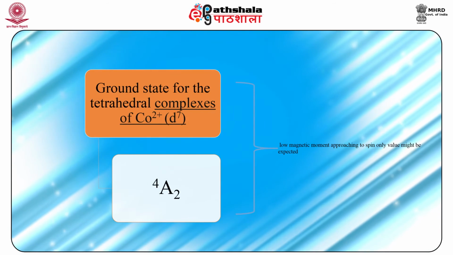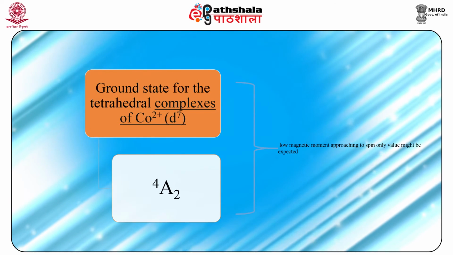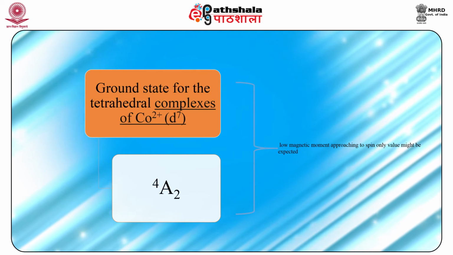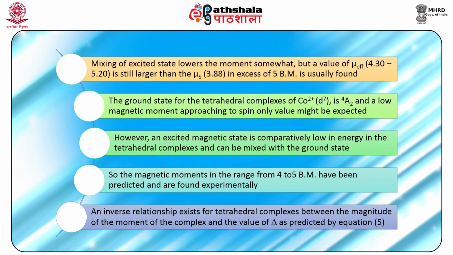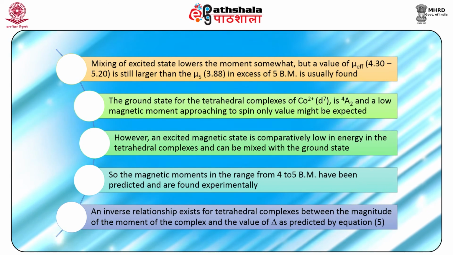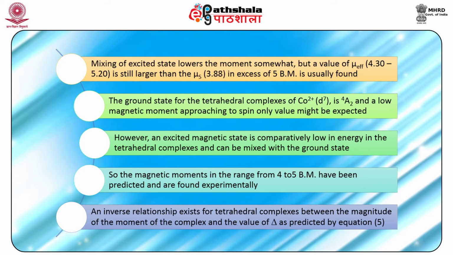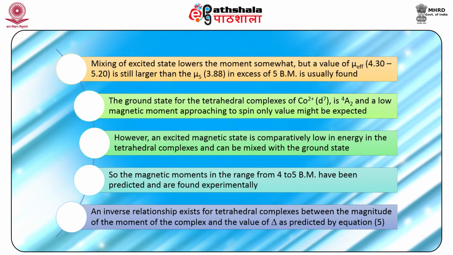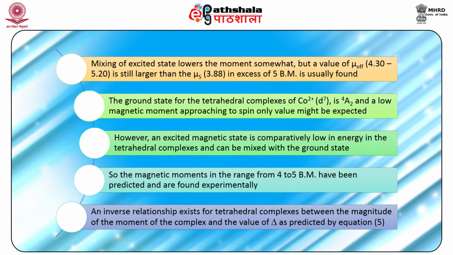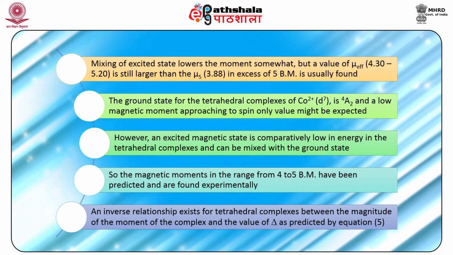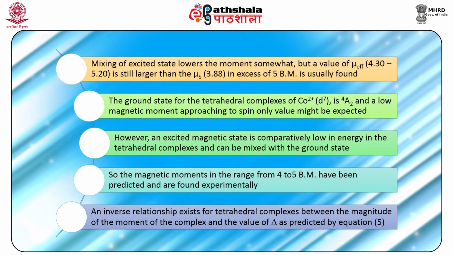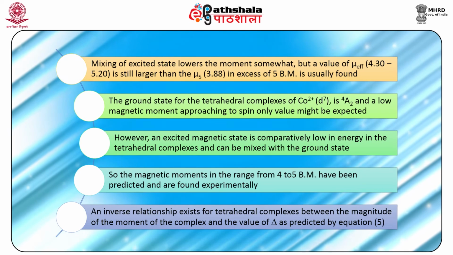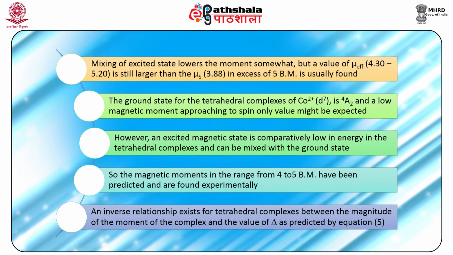The ground state for the tetrahedral complexes of cobalt 2 plus is 4A2 and a low magnetic moment approaching the spin only value might be expected. However, an excited magnetic state is comparatively low in energy in the tetrahedral complexes and can be mixed with the ground state. So magnetic moments in the range from 4 to 5 Bohr magneton have been predicted and are found experimentally. An inverse relationship exists for tetrahedral complexes between the magnitude of the magnetic moment of the complex and the value of delta, as predicted by equation number 5.